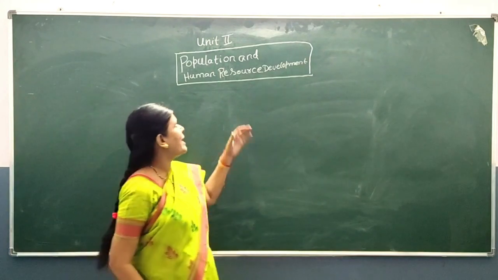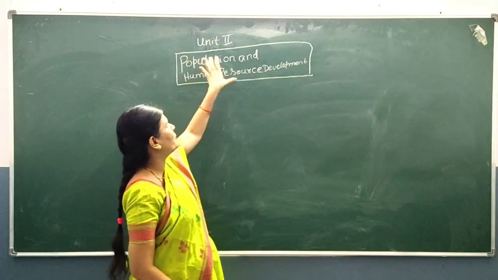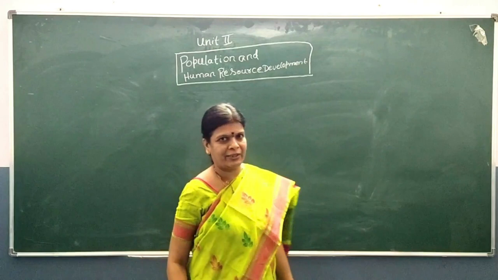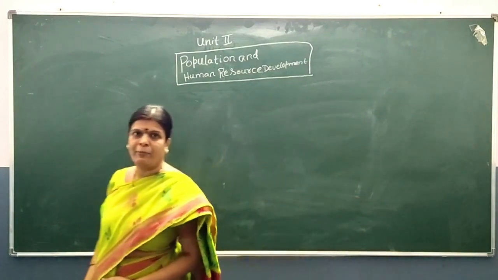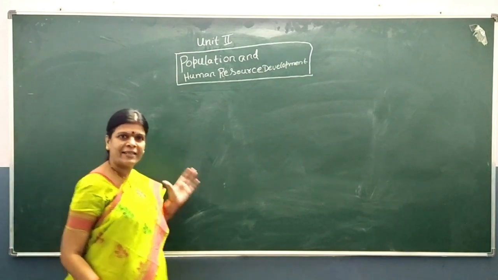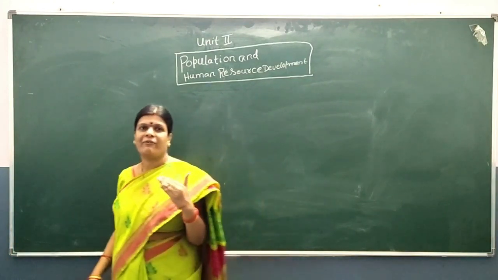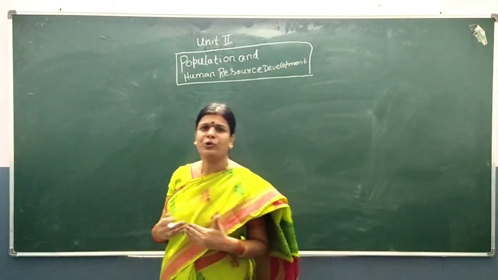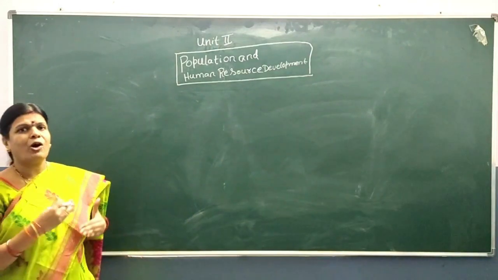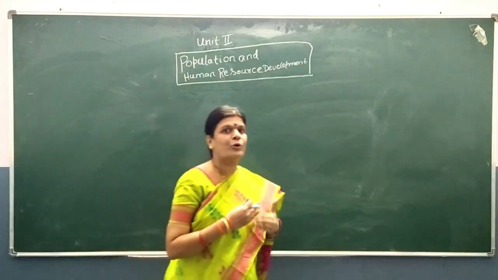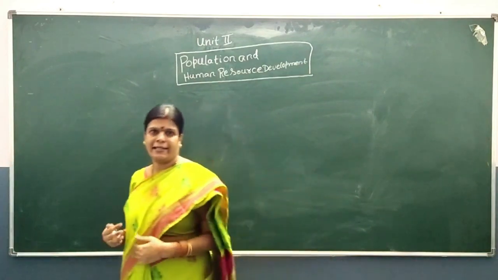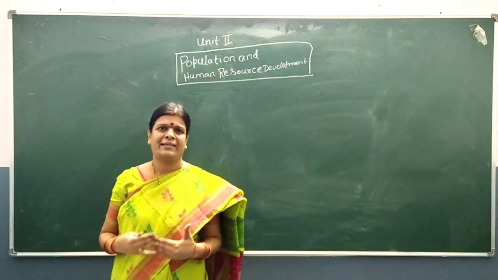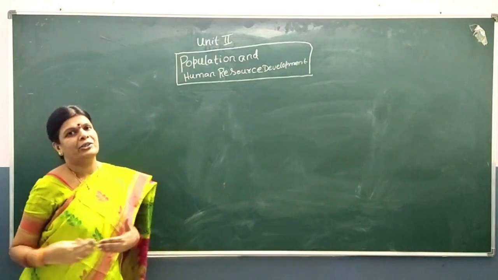Students, today I am going to start with Unit 2, that is Population and Human Resource Development. Last unit I dealt with what? Economic Growth and Economic Development. In that we have seen India is still a developing country. Why this? Because of overpopulation. We could not control population. Because of this population explosion, there are so many drawbacks in India which lead to underdevelopment.